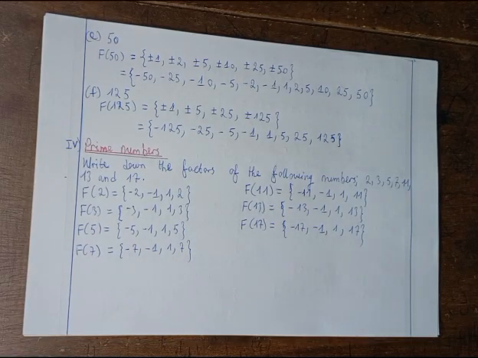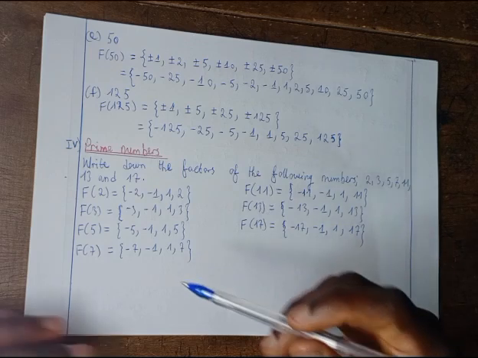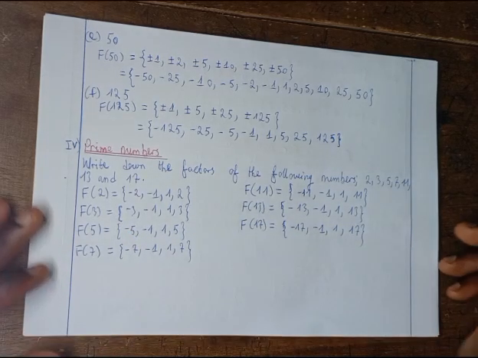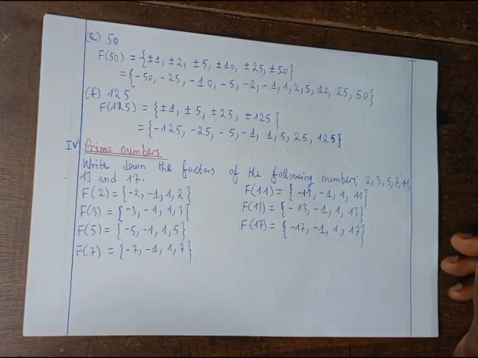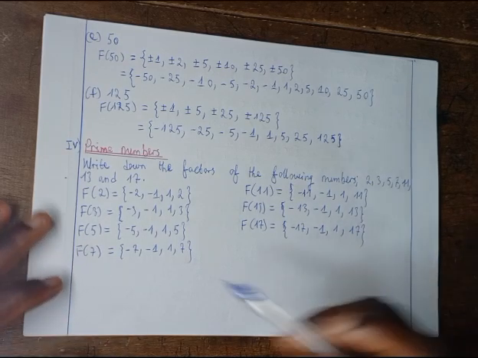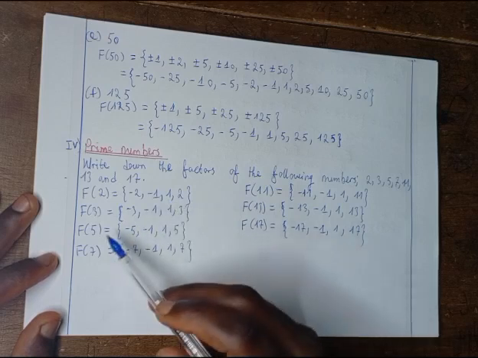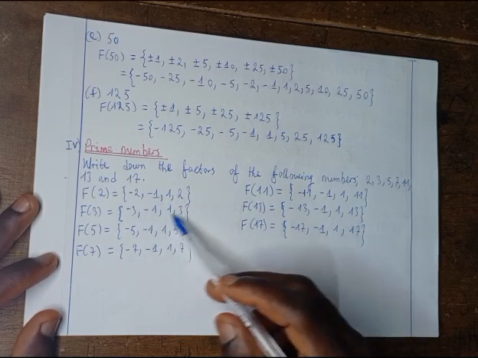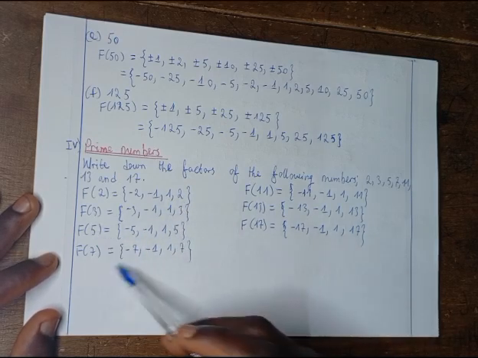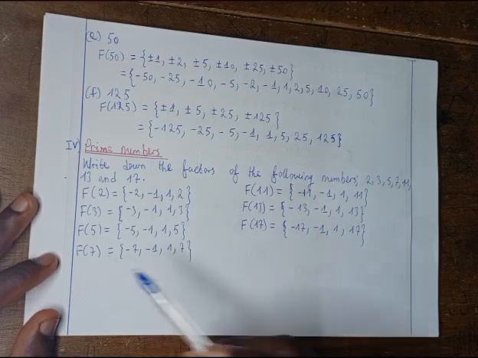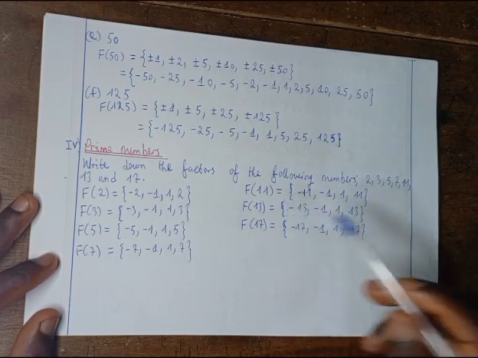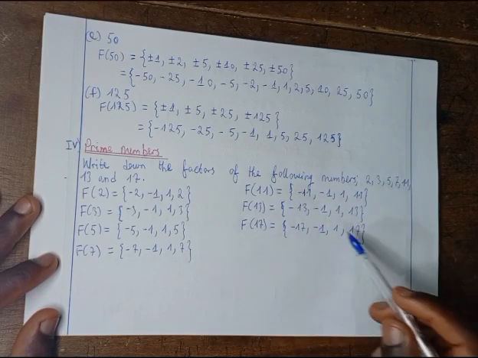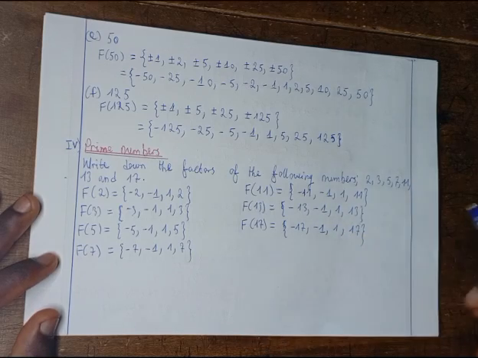Looking at the factors of each of these numbers, you will discover that each of these numbers has two positive factors, being 1 and the number itself. You can see for 2, 1 and 2, these are the positive factors. 1 and 3, positive factors. 1 and 5, positive factors. 1 and 7, 1 and 11, 1 and 13, and lastly, 1 and 17, positive factors.